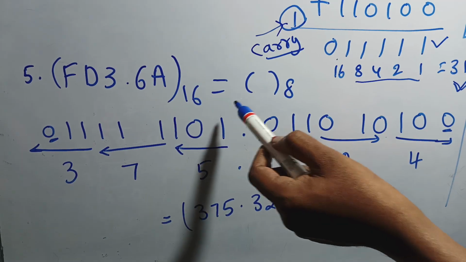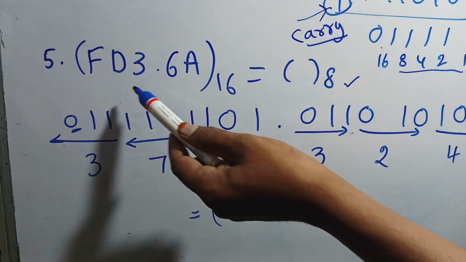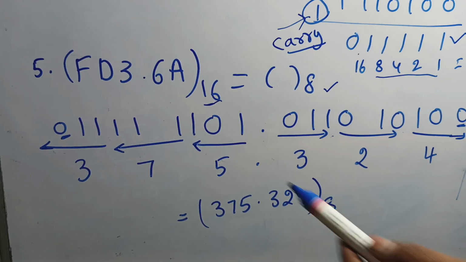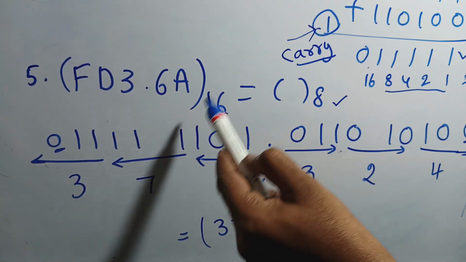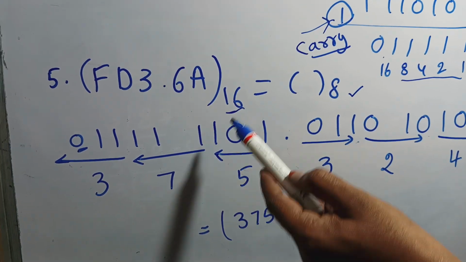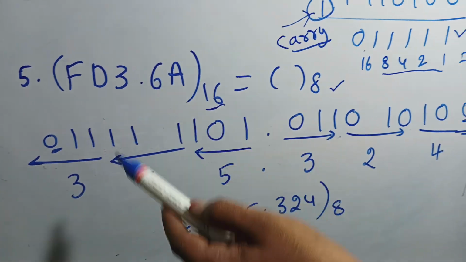Similarly, fifth question: FD3.6A is equal to, convert into octal. FD and so on means a base 16 hexadecimal number system. Hexadecimal to octal, if you want to convert, first you can write it into binary. First step is you convert hexadecimal to binary.